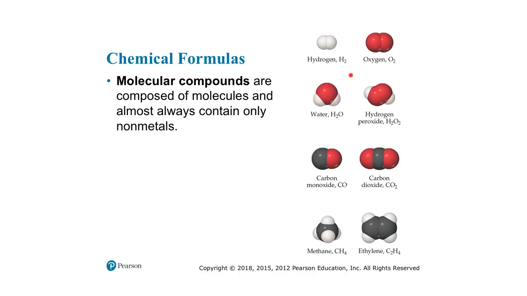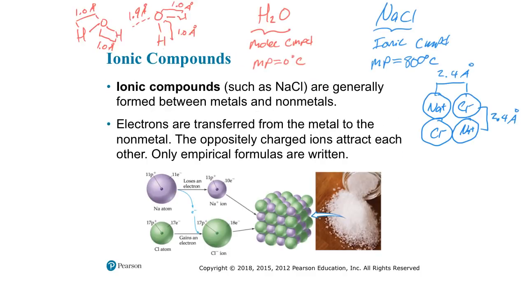We see hydrogen has a formula of H2, so we have two hydrogens. Two oxygens comprise a molecule of oxygen. Water, H2O, is different from hydrogen peroxide, with the second oxygen, H2O2. Carbon monoxide and carbon dioxide have a different number of oxygens attached to a carbon atom. We see different types of hydrocarbons with methane and ethylene, and really there's a tremendous number and variety of molecular compounds.